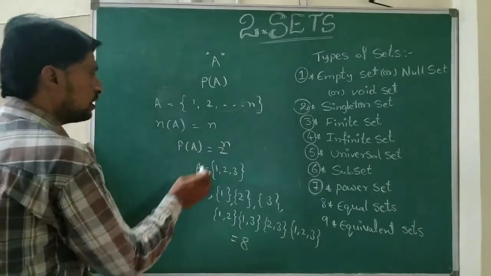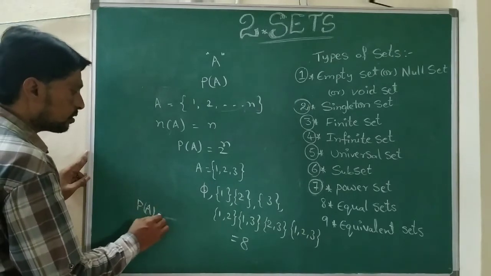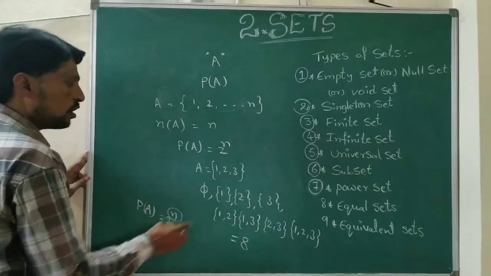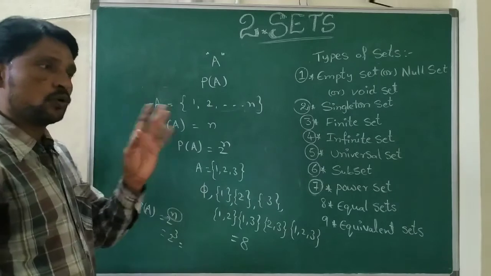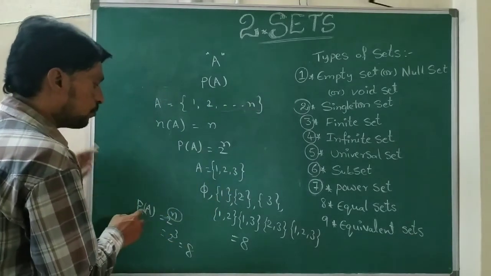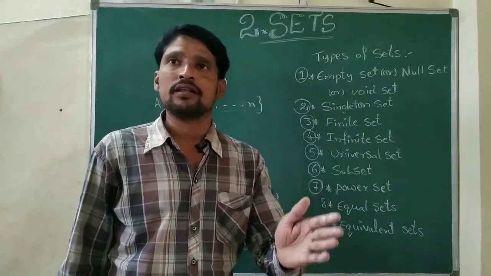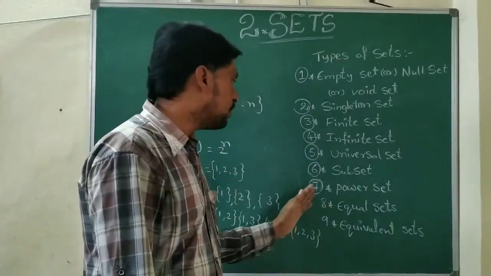Let us check whether this is correct. The number of elements of P of A equals 2 power n, where n is the number of elements. There are 3 elements, so 2 cubed, which is 2 into 2 into 2, that is 8. So the number of elements of the power set of A is 8. The collection of all subsets of the set A is called the power set.